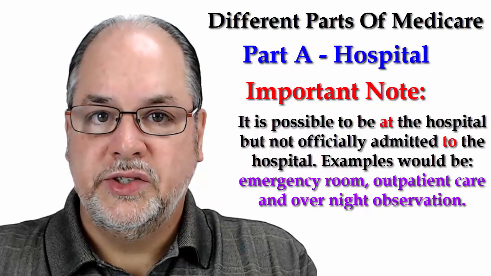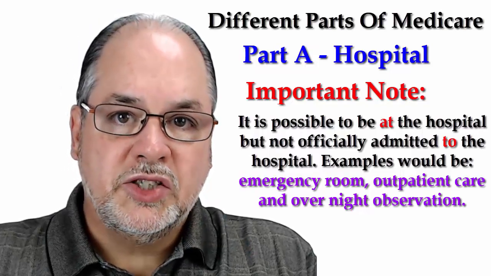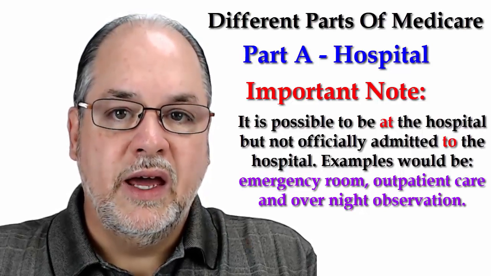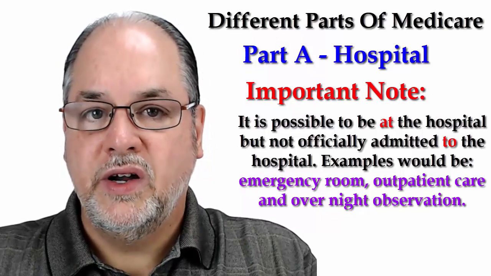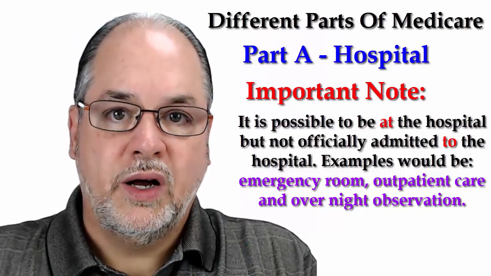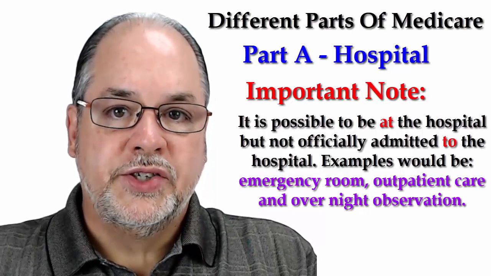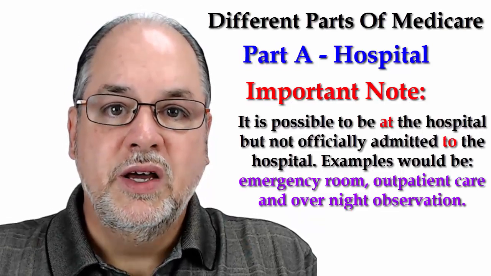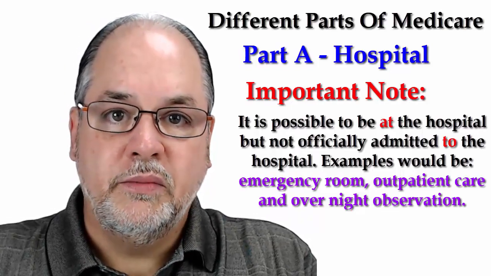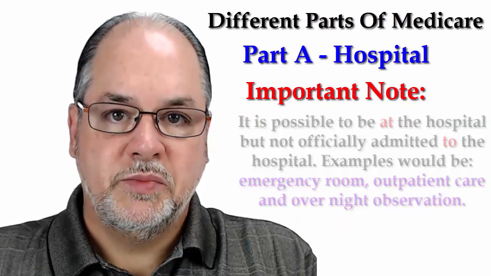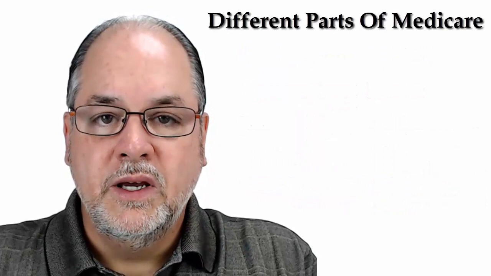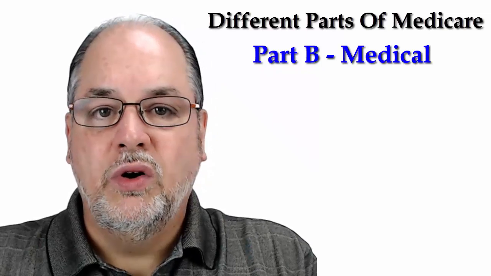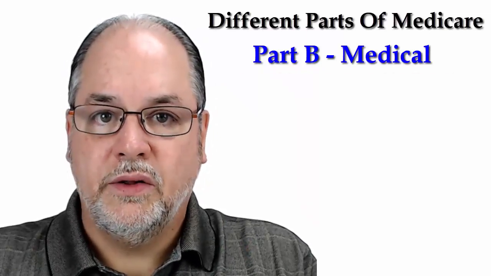The more confusing situation is where you may go to the hospital, you may enter through the emergency room or some other means, and you are actually kept overnight at the hospital for observation, but then are never officially admitted to the hospital. So that's where it gets confusing. But if you are officially admitted to the hospital, then you will be covered under Part A of Medicare, which is hospital. Now, for most individuals on Medicare, the majority of the medical care that you will receive throughout each year will be covered under Part B, which is called medical.